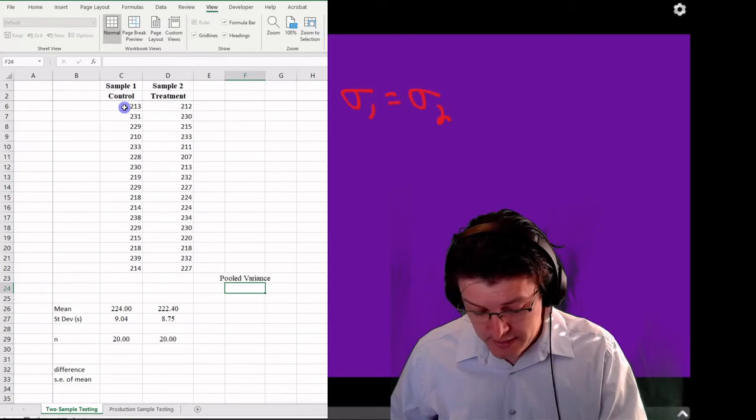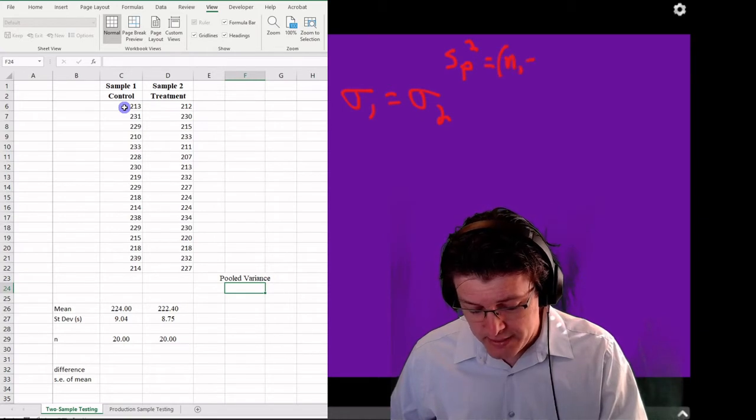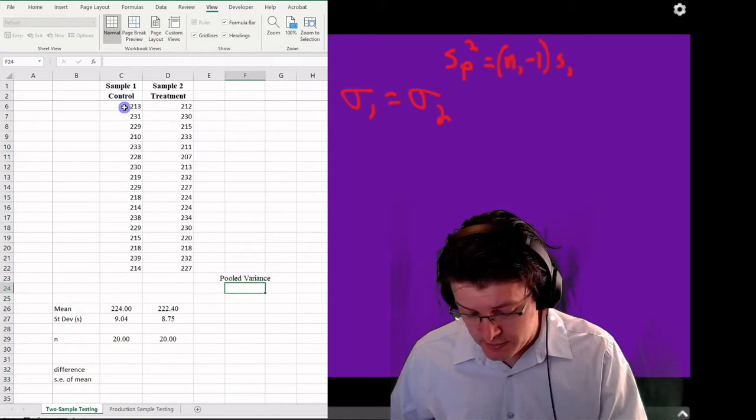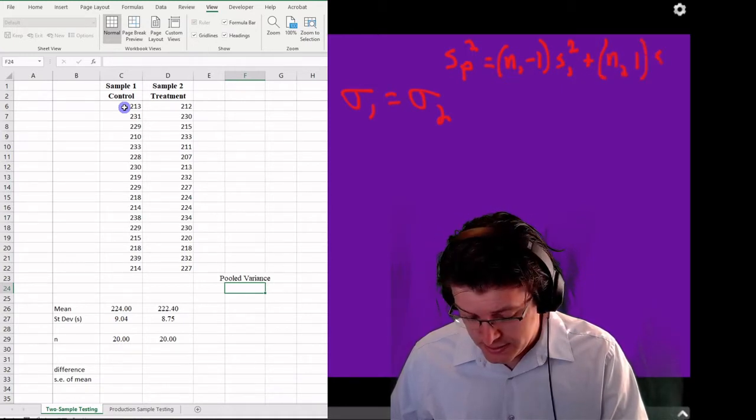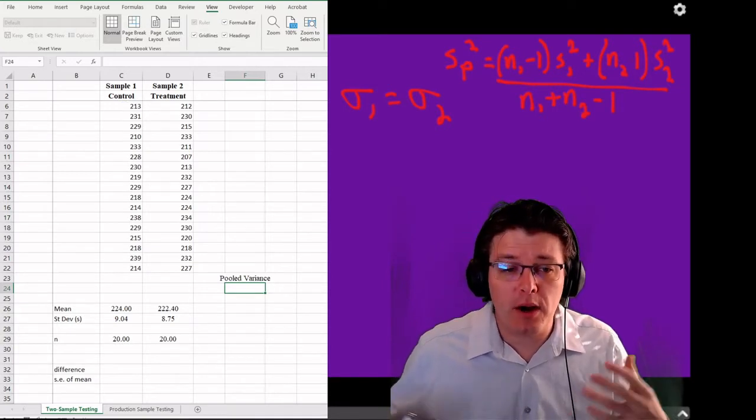Okay, so we have S_p squared is (n1 minus 1) S1 squared plus (n2 minus 1) S2 squared, over n1 plus n2 minus 2. Okay, so a pretty gross formula.